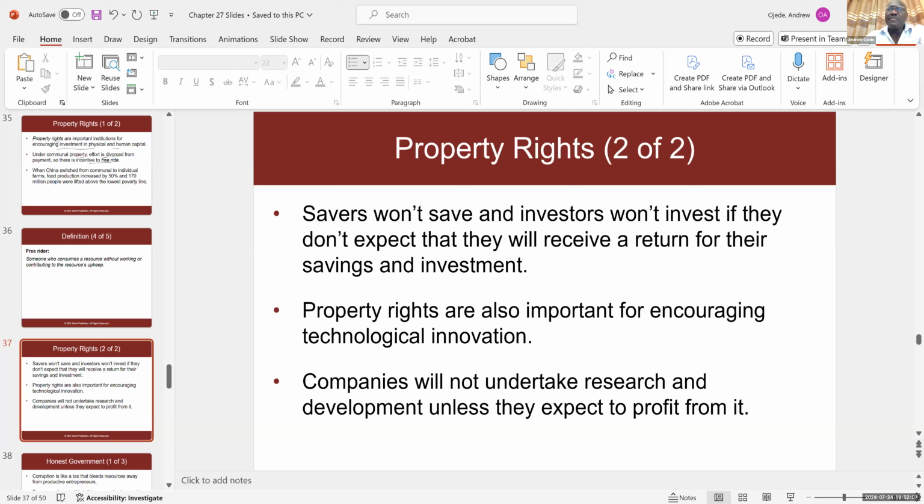Okay, so savers won't save and investors won't invest if they don't expect to receive a return on their savings and investment, because there's no property rights. And property rights are also important for encouraging technological innovation. I talked about that. If the government doesn't guarantee rights to intellectual property, nobody wants to innovate. Companies will not undertake research and development unless they expect a profit from it. So that only comes when you guarantee them a property right.